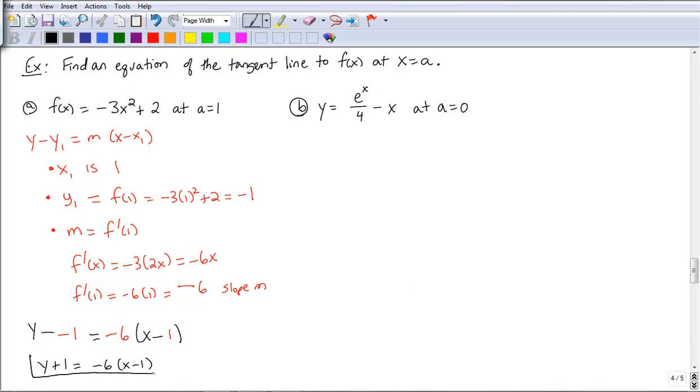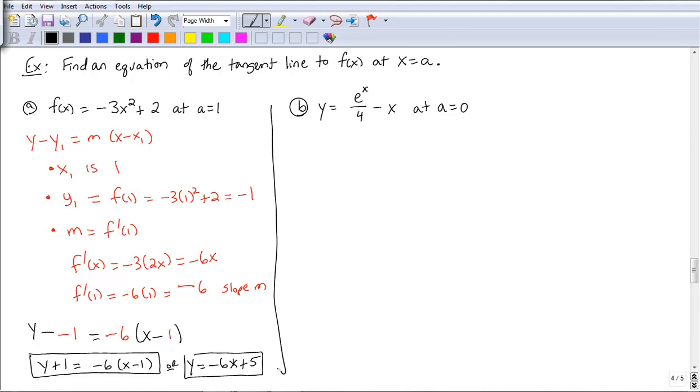I have no problems with you leaving it in point-slope form. However, you also could have written it in slope-intercept form, and that would have been y equals -6x plus 5. So I'd have taken either one of those for the equation of the tangent line. But notice I'm perfectly fine with the point-slope form. If you solve this for y, you get the slope-intercept form, which in this case is -6x plus 5. Rewrite it so it's easier to see.